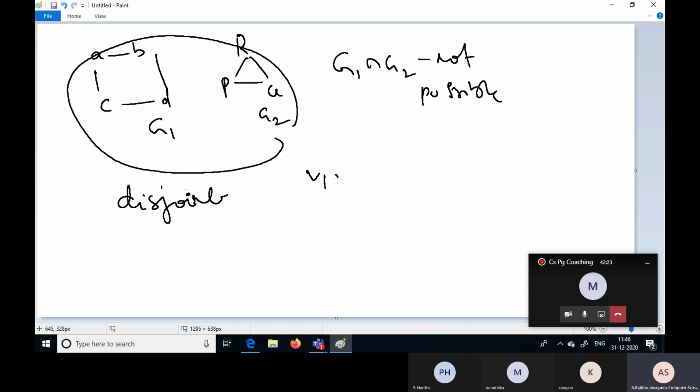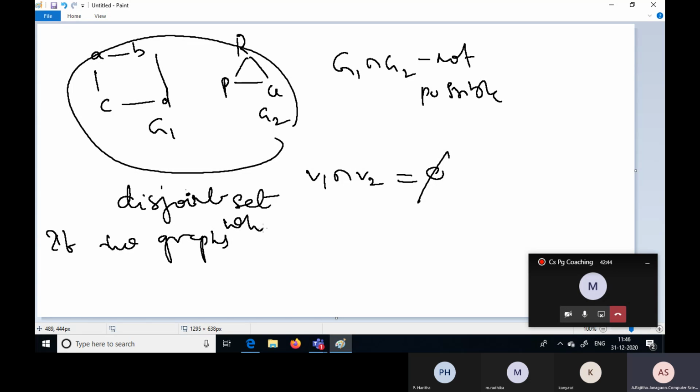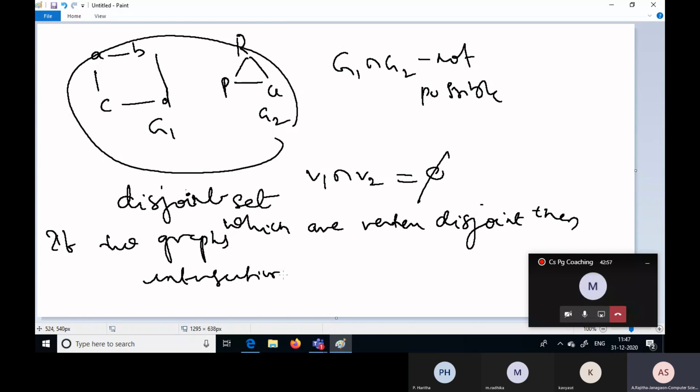Disjoint sets are nothing but V1 intersection V2 equal to null set. So then this is called disjoint sets. That is, in a graph, if two graphs are vertex disjoint, then intersection is not possible.